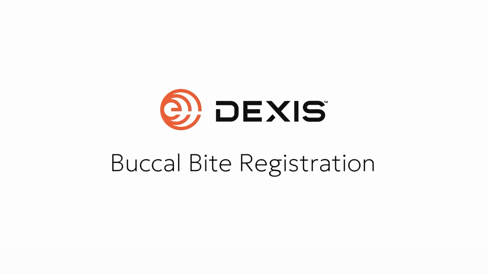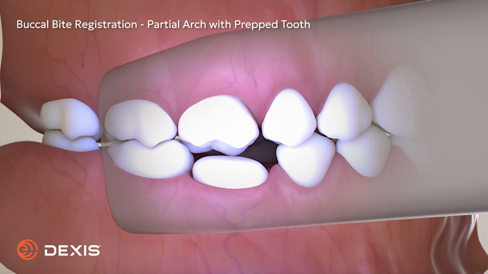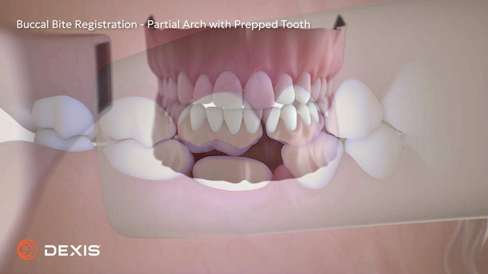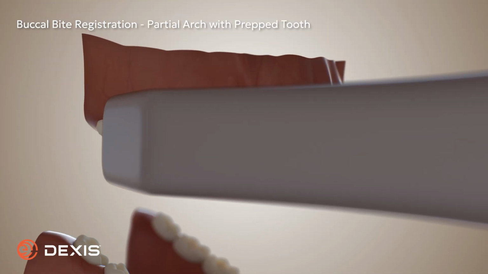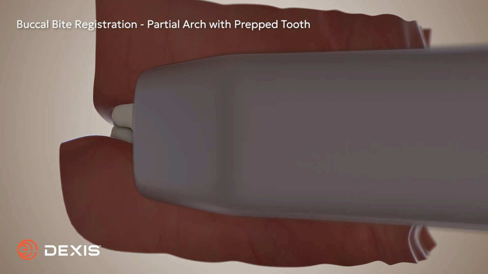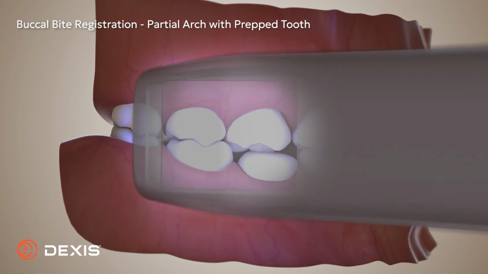Buccal bite registration. Partial arch, prepped tooth. To capture a partial arch buccal bite on a patient with a prepped tooth at number 30, have the patient open, then place the scanner between the cheek and buccal surfaces. Rest the scanner on the buccal surface of the maxillary molar and slowly glide up and down past the gingival margins of both arches.